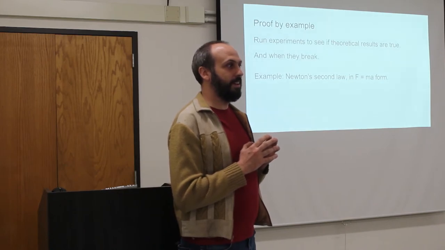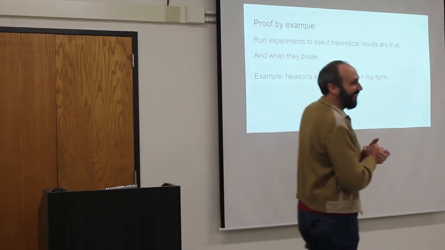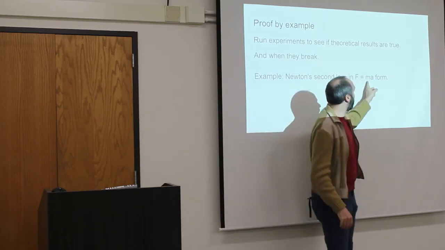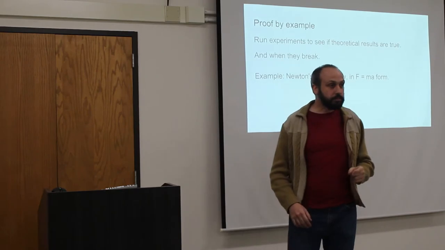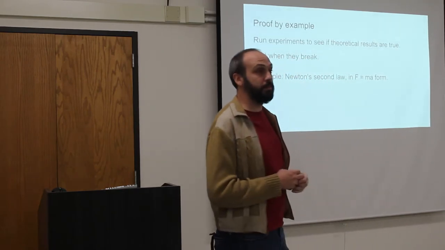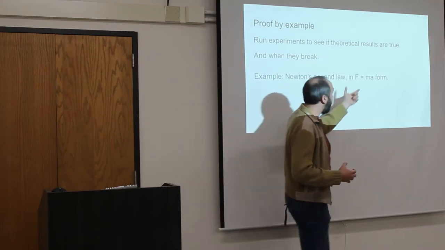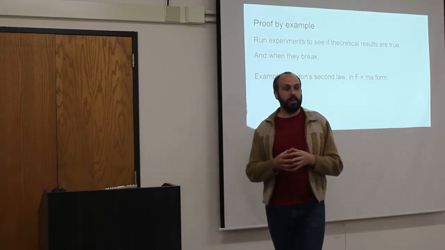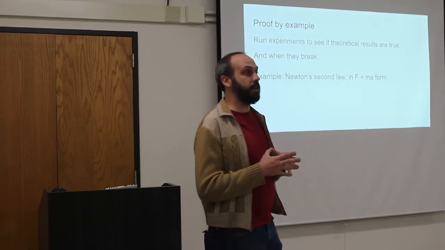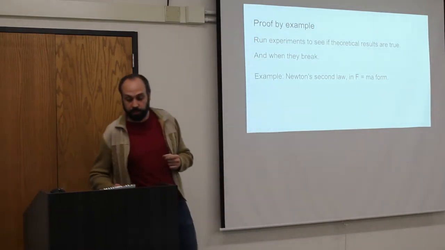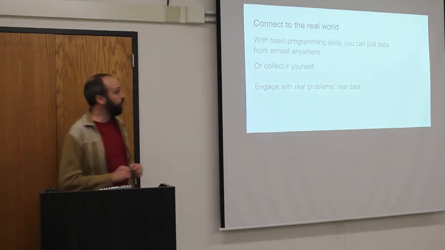F equals ma is false. Because? Well, in general, right? But for a rocket, m is not constant, and Newton's law does typically assume that mass is constant. So you can imagine a student trying to use F equals ma for something that violates the assumptions in that equation, and they will see that being wrong when they execute and simulate things in the code. All right, so that's the second one.